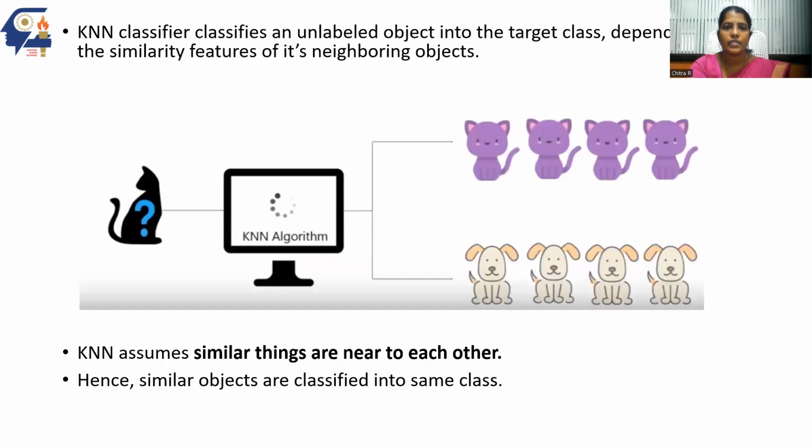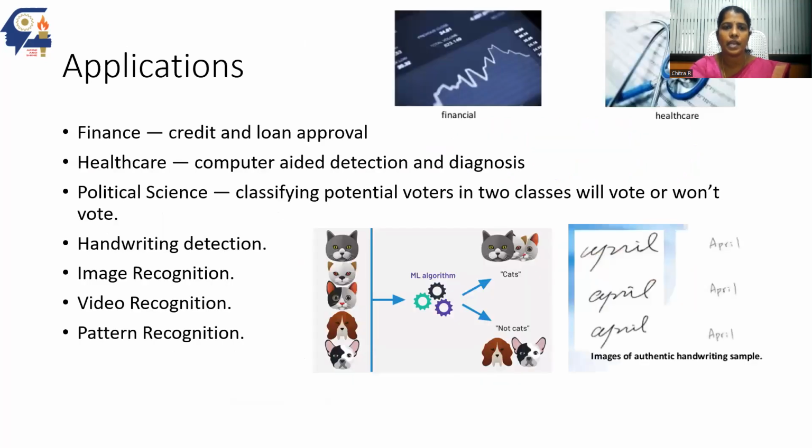In the KNN classifier, an unlabeled object is assigned to a target class. KNN assumes similar things are near to each other. Here we are considering similarity measures. The similarity between the data points is analyzed and more similar data are combined to get the final classification. Hence, similar objects are classified into the same class.